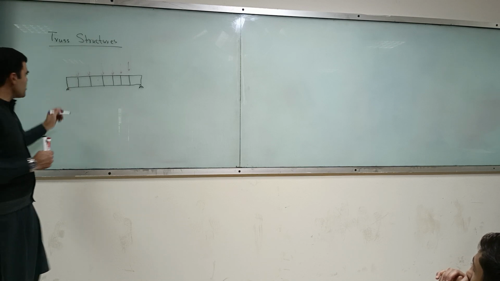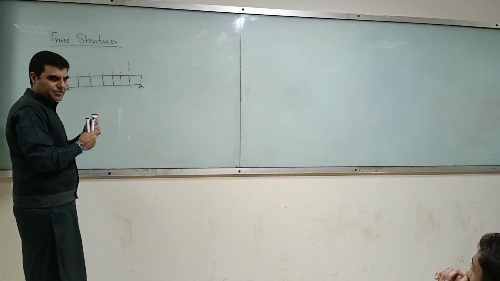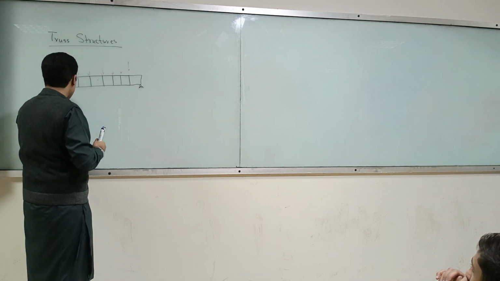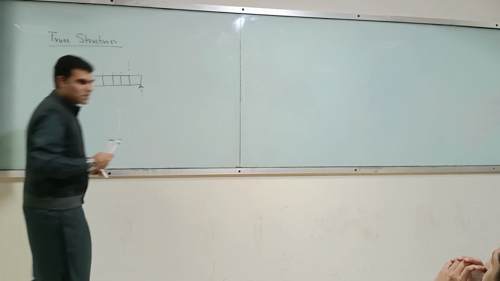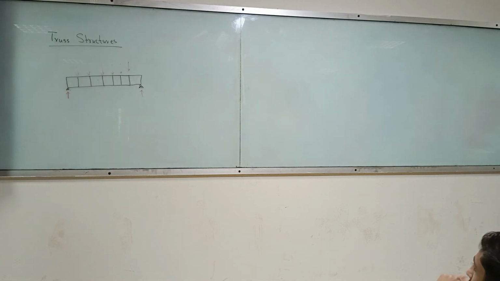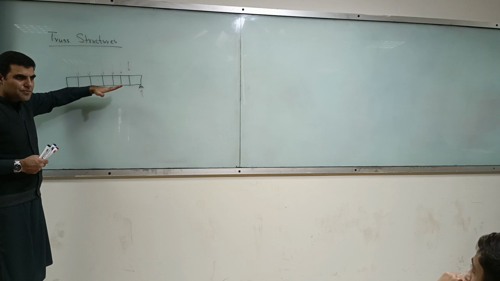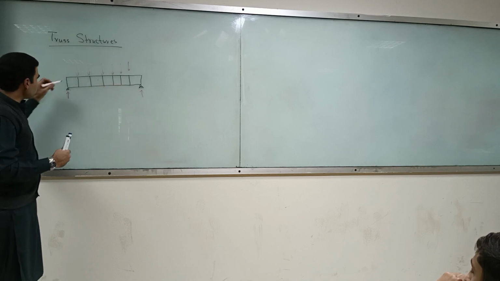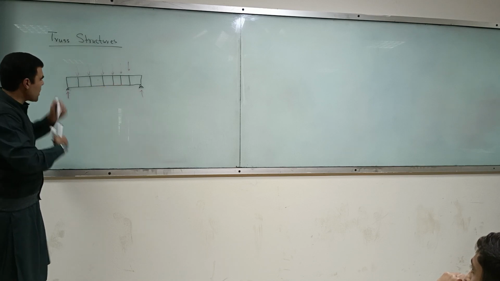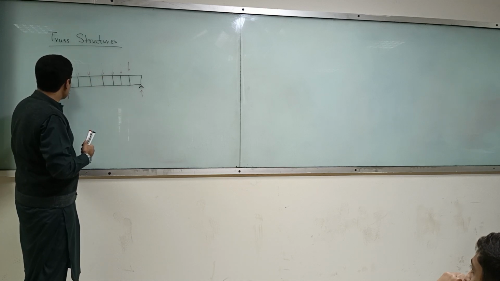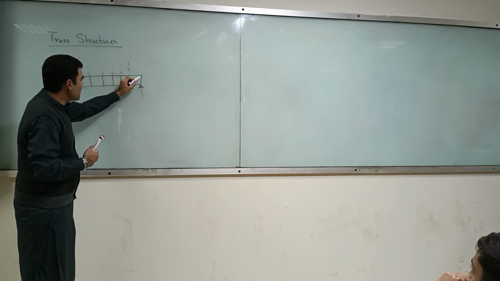Okay, first of all, what we do is we find our reactions. Then, how will this bend? How will it deform? The first one in both of them should be like this and like this.